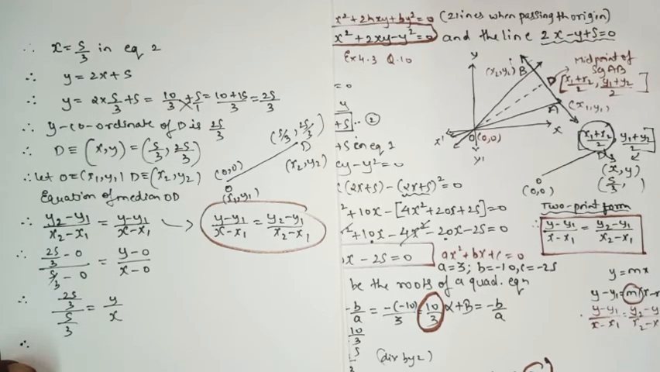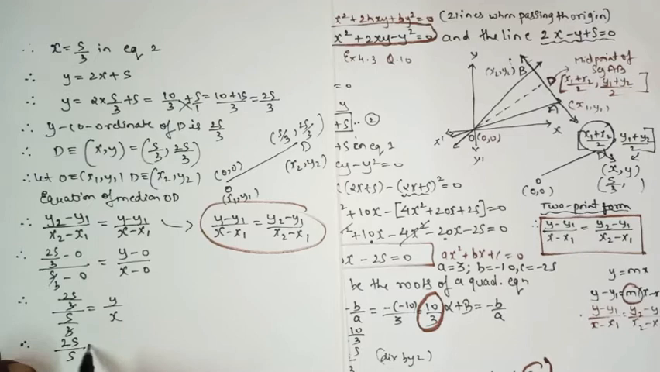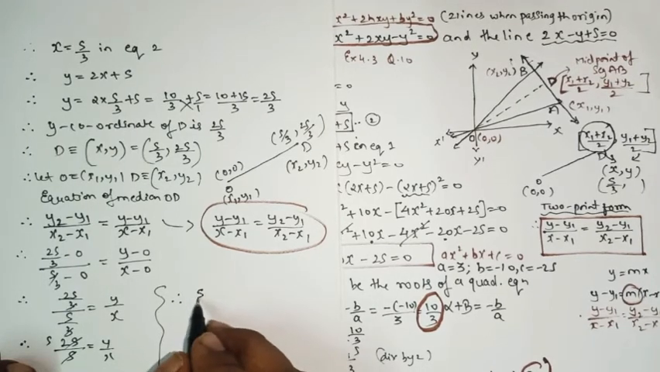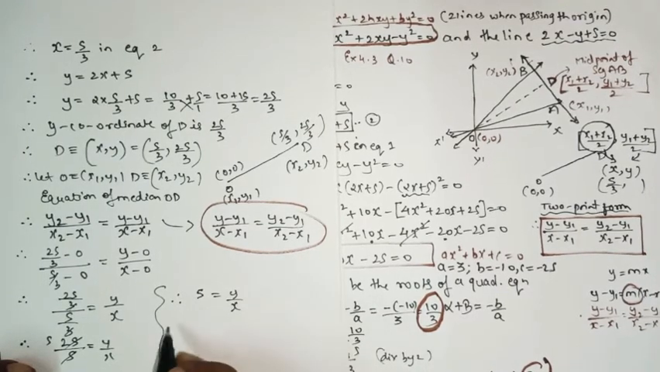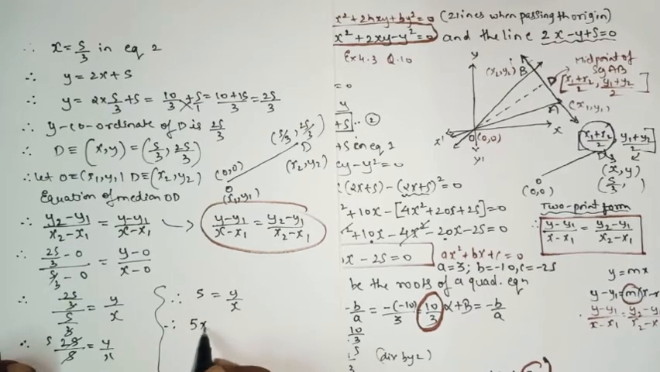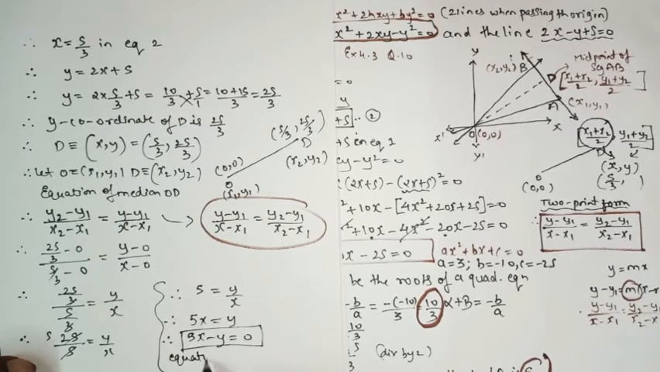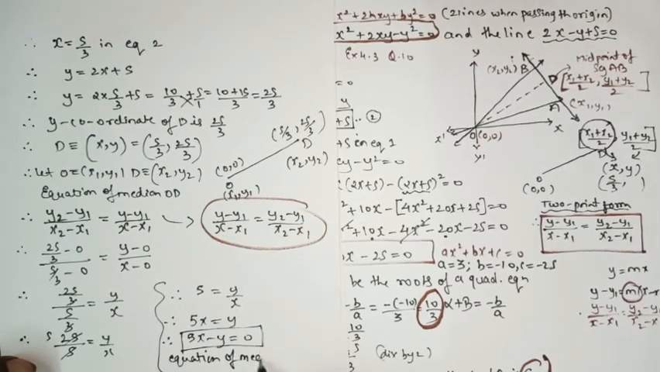Yes or no? After that, this 3 will get cancelled, so we'll be left with 25 upon 5 equals y by x. So 5 ones are 5, 5 fives are 25, so here we are left with 5 equals y upon x. So therefore, cross multiplying, you will get 5x equals y. So therefore 5x minus y equals 0. So this is the equation of median OD.